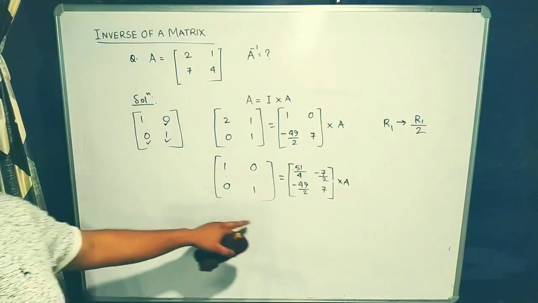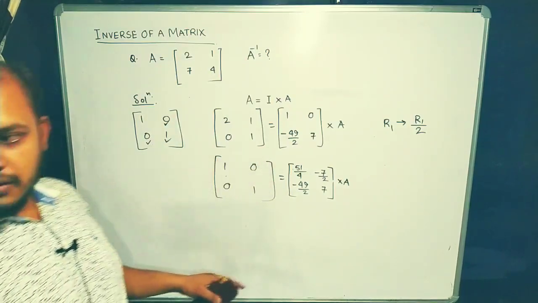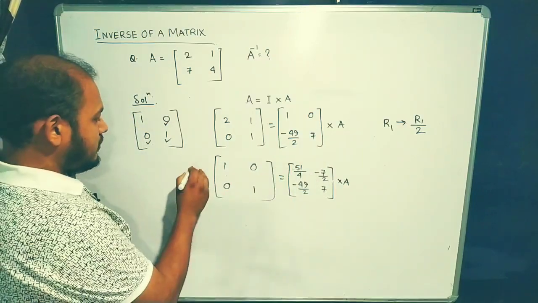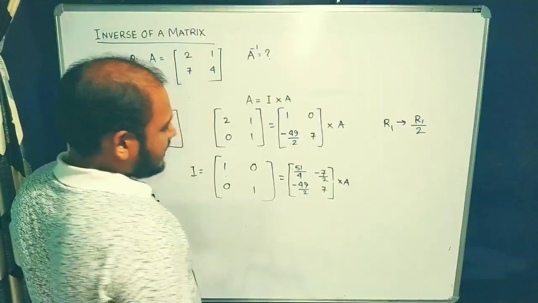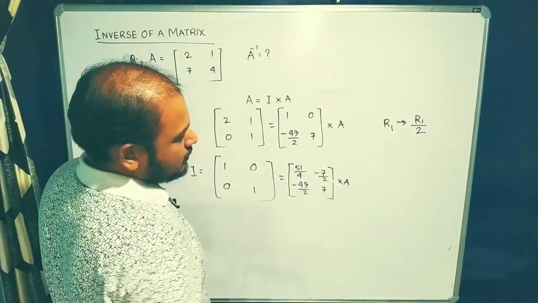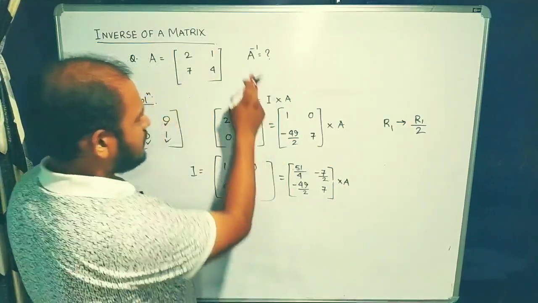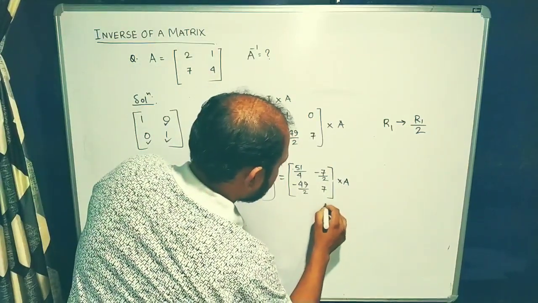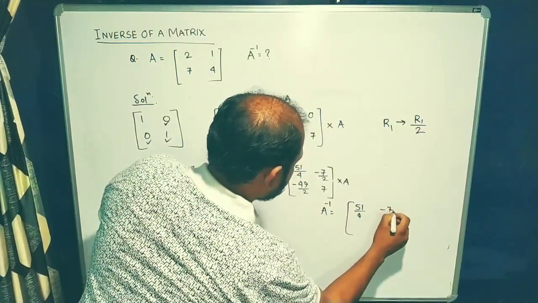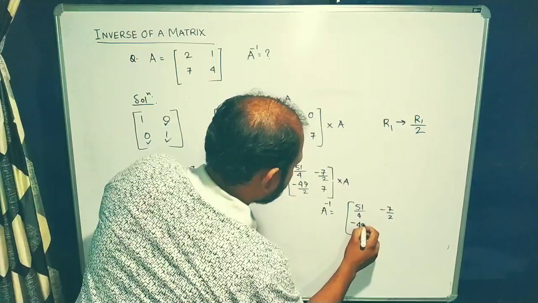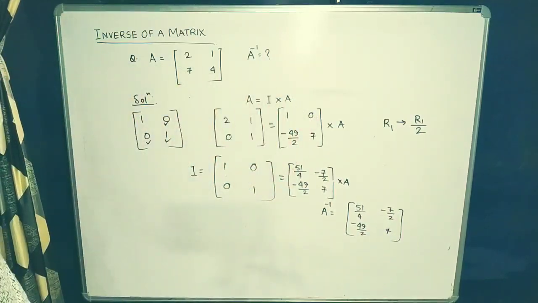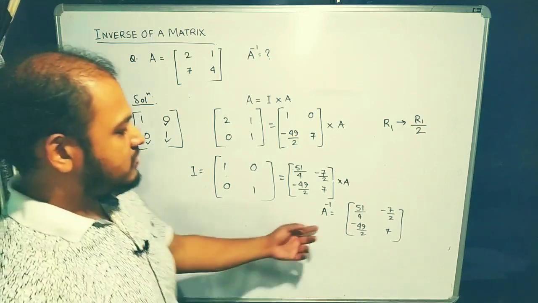So we are seeing that on the left hand side we have the identity matrix and on the right hand side we have this matrix, right? So now we know that if two matrices are multiplied and the product is an identity matrix, then these two matrices must be inverses of each other. So inverse of A is this matrix, which is the required answer. So A inverse is equal to 51 by 4, minus 7 by 2, minus 49 by 2 and 7. Try to verify this result at your home. Okay, so this is the answer.